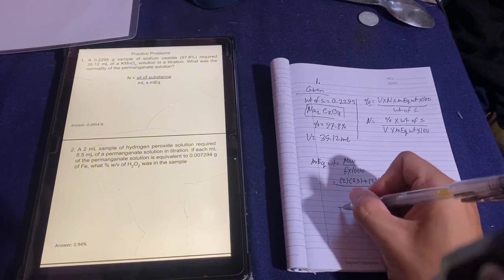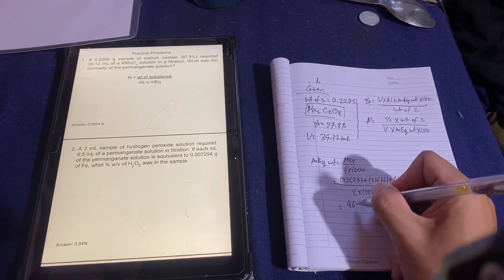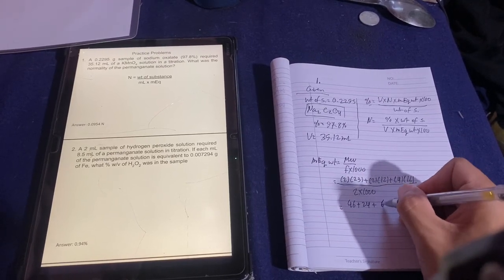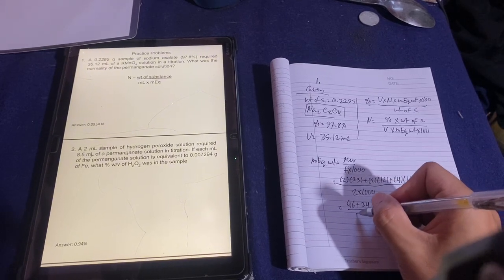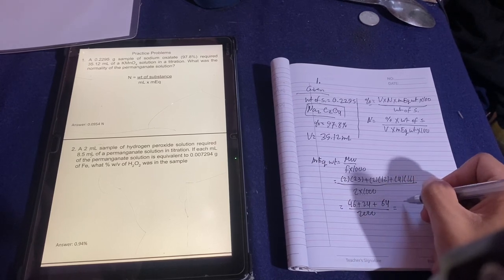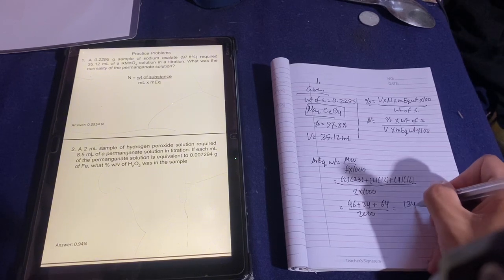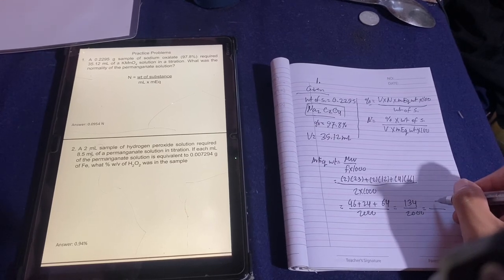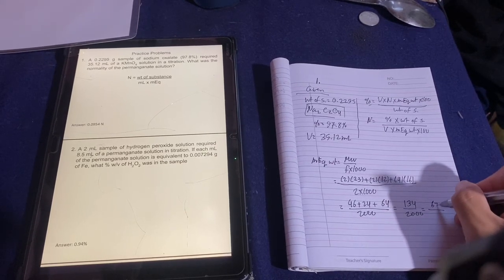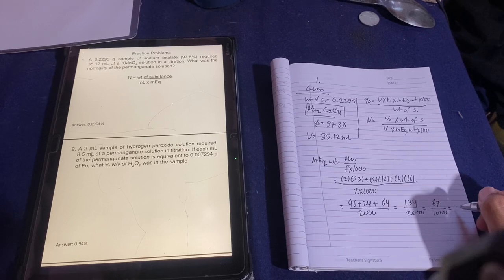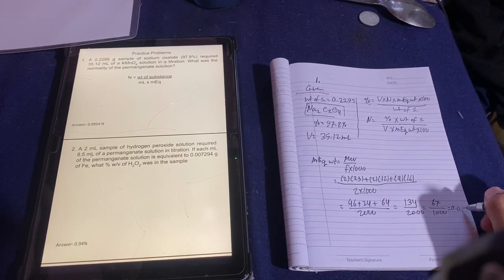So moving to calculations, 2 times 23 is 46, plus 2 times 12 is 24, plus 4 times 16 is 64, over 2 times 1,000, which is 2,000. Let's calculate: 110 plus 24 is 134 over 2,000, which becomes 67 over 1,000, equal to 0.067. So this is our milliequivalent weight, and now we can solve.